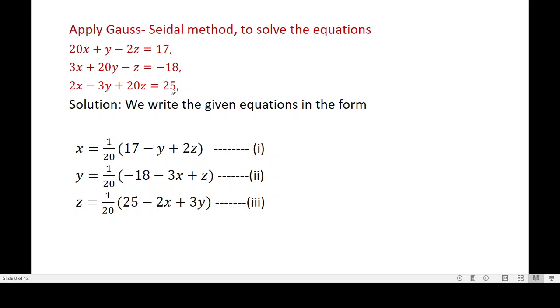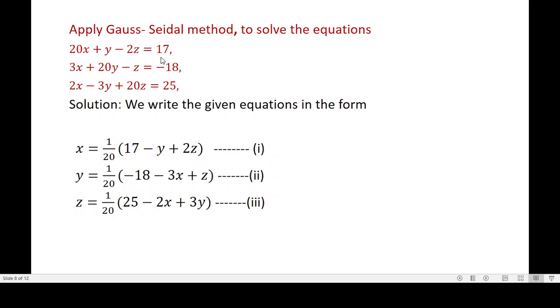So we have three equations in three variables x, y, z. Let us find x, y and z using Gauss Seidal iteration method. Now here initial approximation is not given. So choose x0 is equal to y0 is equal to z0 is equal to 0. Okay. So first step, rewrite the equation.